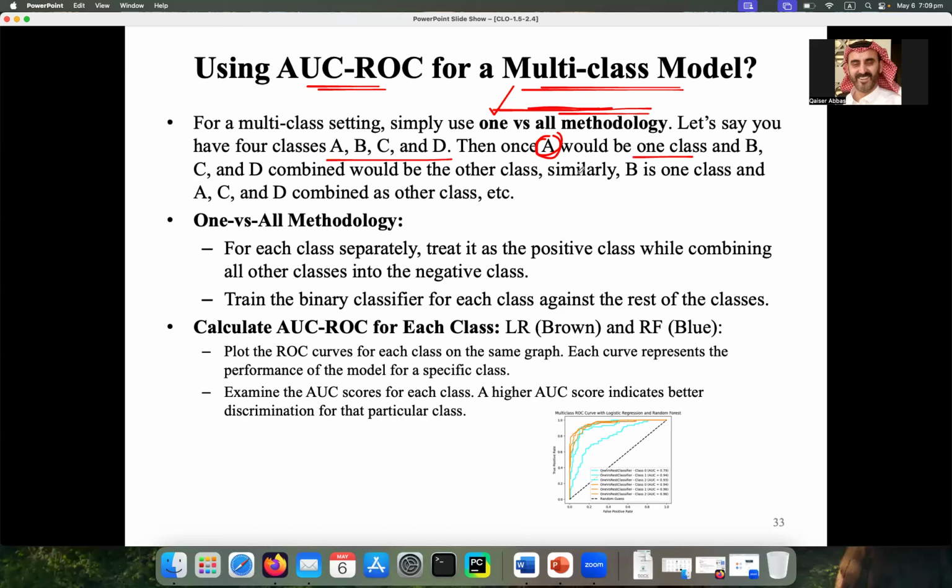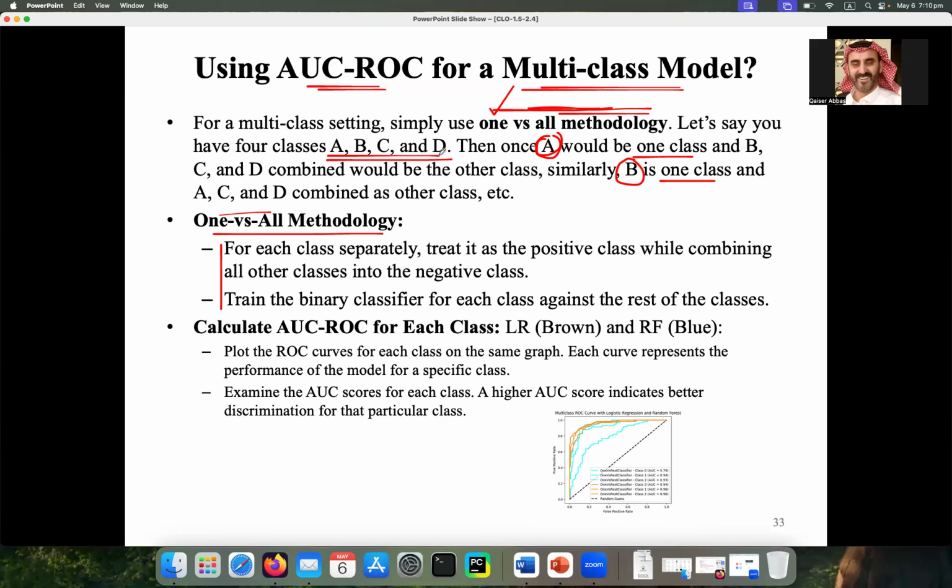Then you will do some training. In the second iteration, you will take B out and call it one, and combine the remaining and call them all. In the next, you will take C out and combine the remaining. Then you will take D out and combine the remaining. This is called the one versus all methodology.